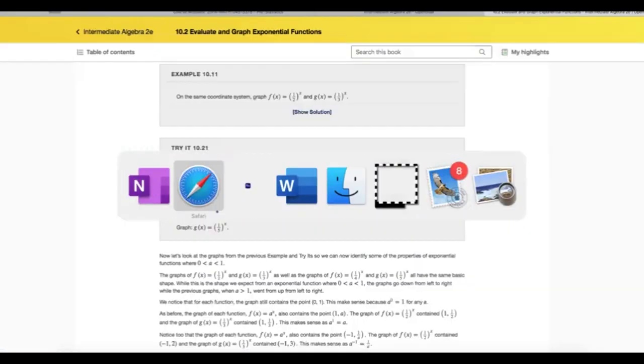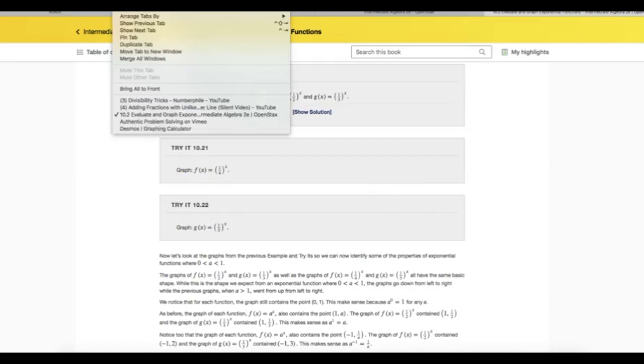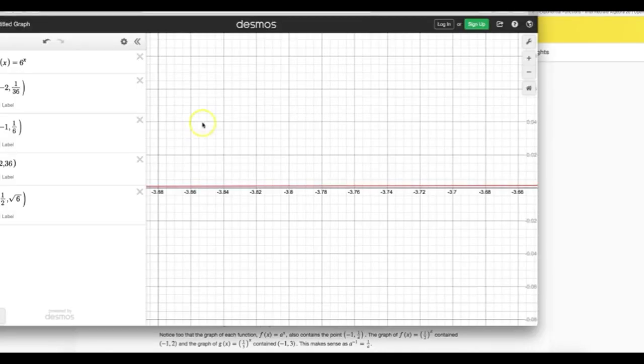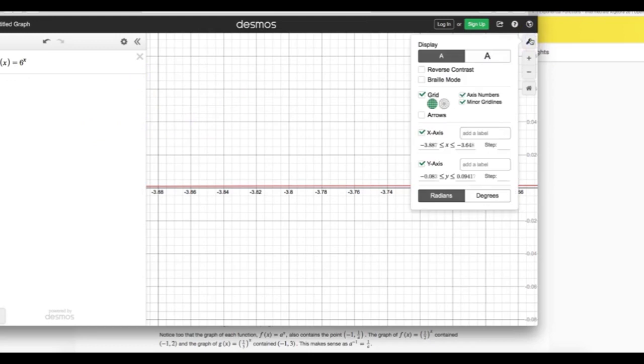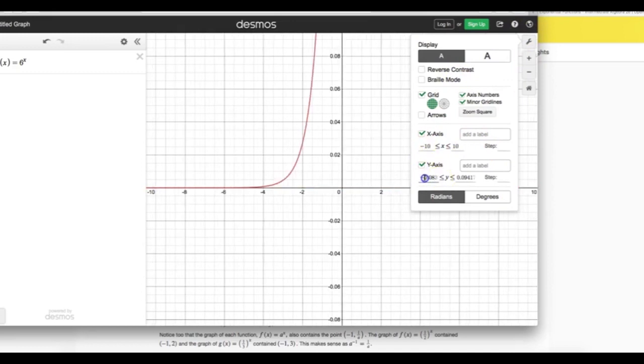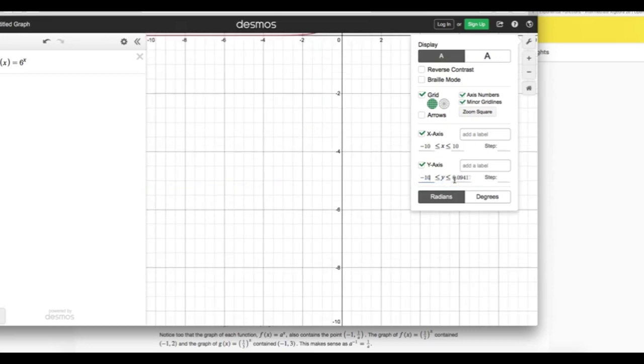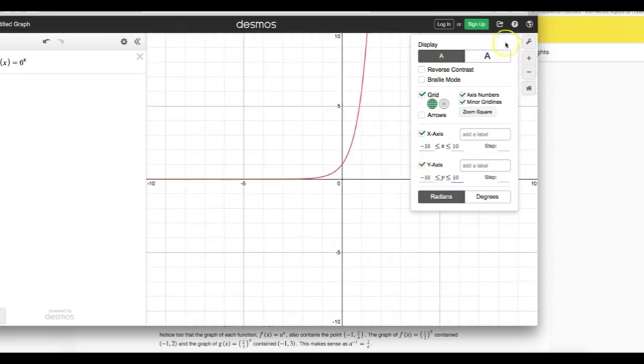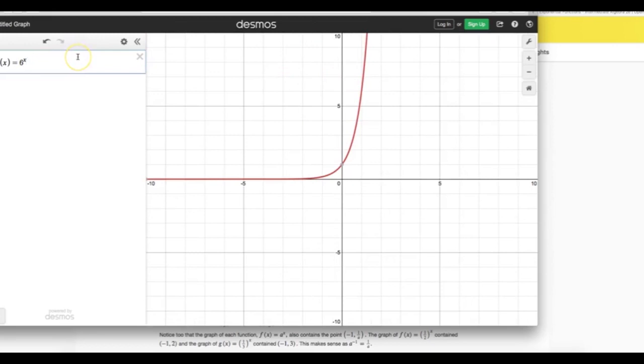Let's go back to Desmos. Okay, let's get rid of all these. Okay, and let's see, I want to go back to something pretty standard. So let's do -10 to 10 and -10 to 10. Okay, so I'm going to change this from 6 to the x to 3/4.